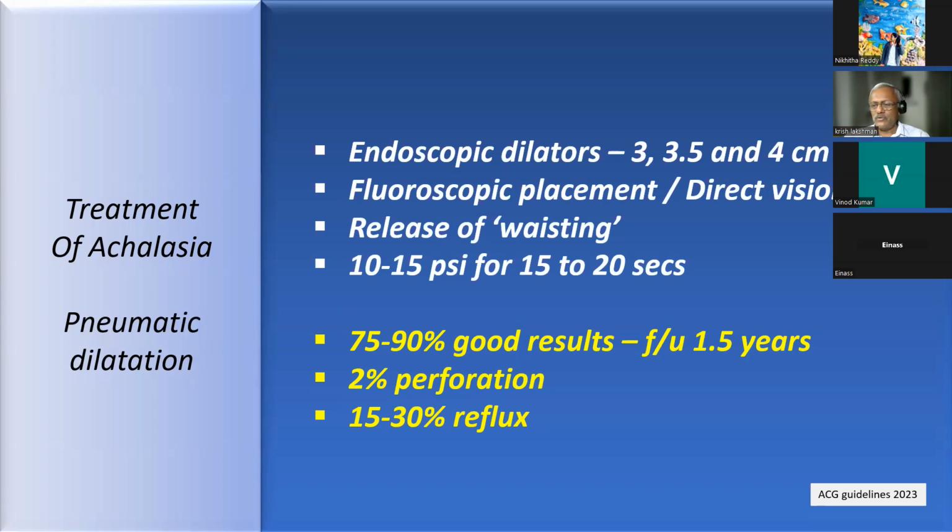I've just put some technical data as to how much and how long you have to dilate, but that's not the main thing. The important thing is that a good number get good results at follow up of 1.5 to 2 years, with a 2% perforation rate. And because you have destroyed the LES, you have a 15 to 30% reflux rate. This is a problem with all achalasia procedures. There are some solutions to that and we'll discuss that. But you must always remember perforation and reflux are the problems with anything that you do for achalasia.